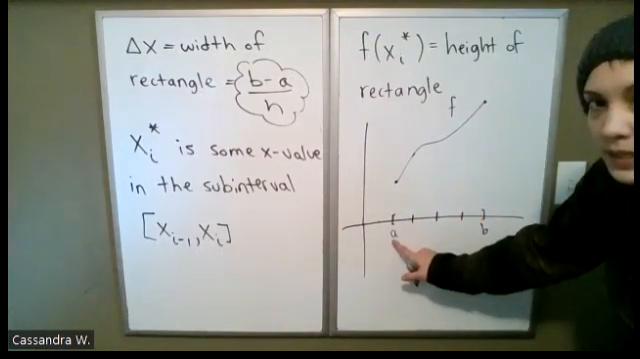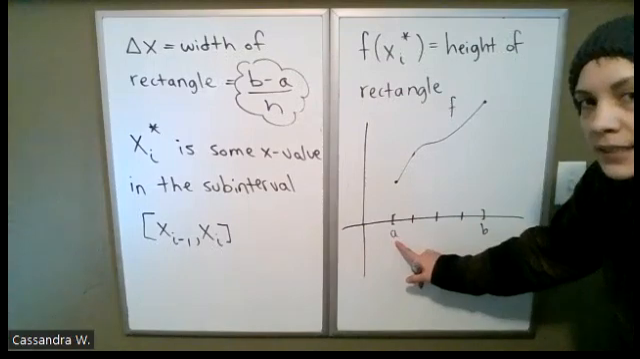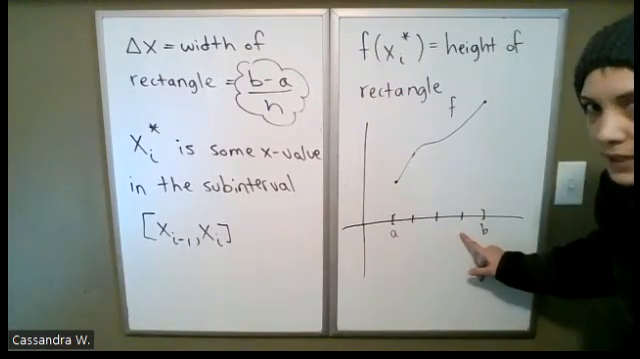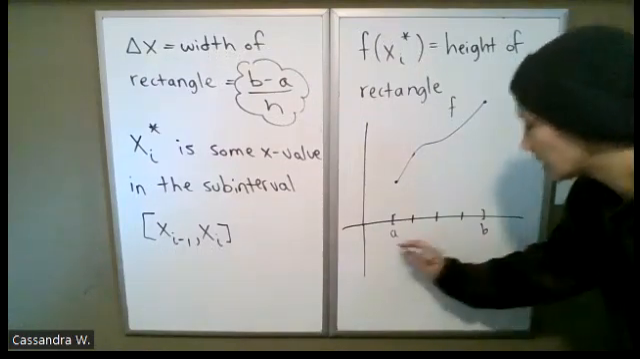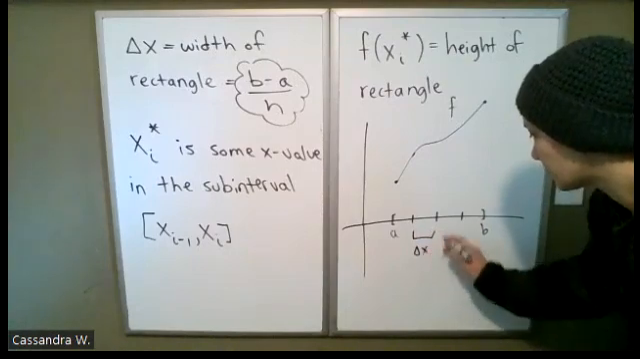So right here we're at a, and then this is a plus delta x, this is a plus 2 delta x, a plus 3 delta x, a plus 4 delta x. Each of these is a width of delta x.